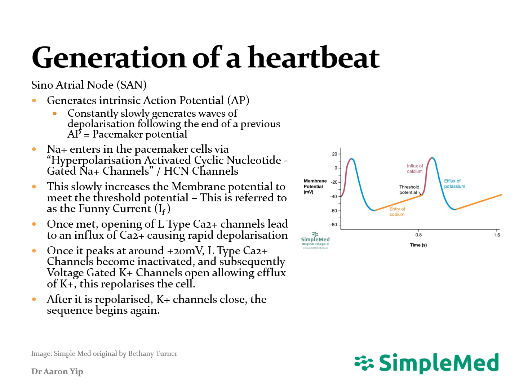The L-type calcium channels then become inactivated, and subsequently the voltage-gated potassium channels open, allowing potassium ions to leave the cell, therefore repolarizing the cell. This lowers the membrane potential back down to the resting membrane potential. Once it reaches the resting membrane potential, the potassium channels close and the sequence begins again.